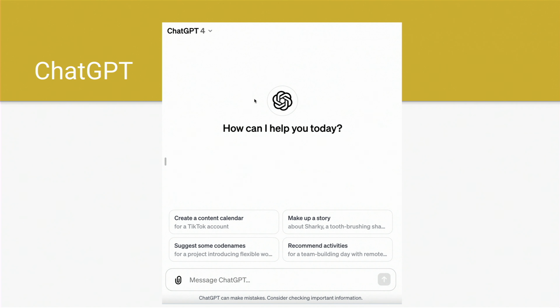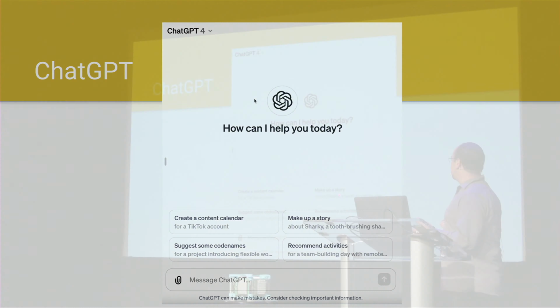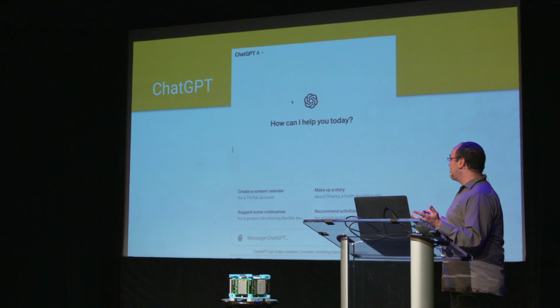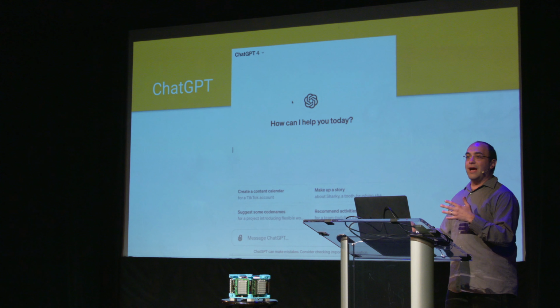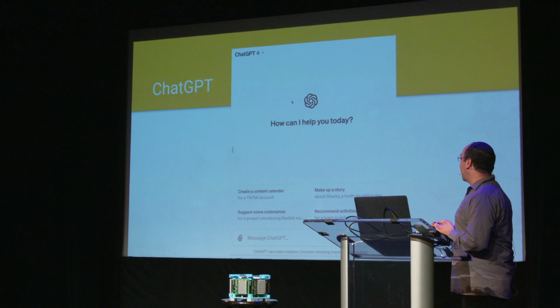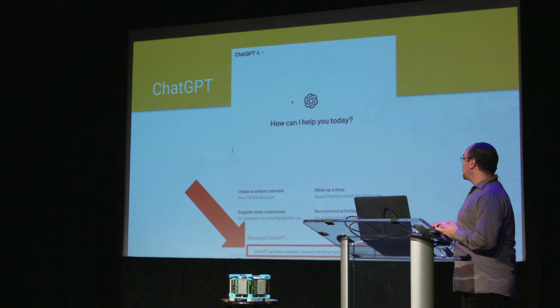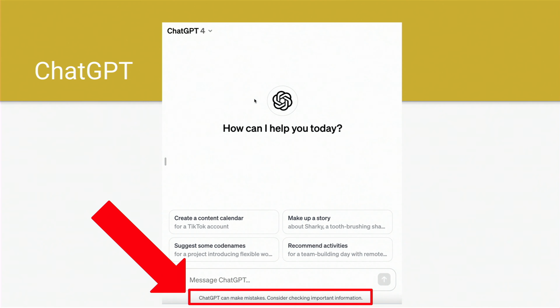So I assume that probably everybody here, even before today, had heard of ChatGPT. Probably many of you have used it. It can do lots of fun things like making up a story about Sharky, a toothbrushing shark. But I think everybody who has used it, as we've heard earlier, knows there's a big problem with it, which is that ChatGPT can make mistakes. Consider checking important information. And this is something often called hallucinations.